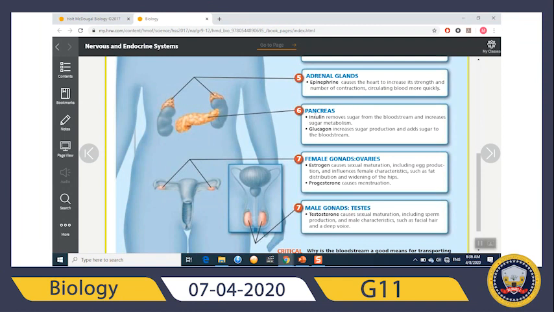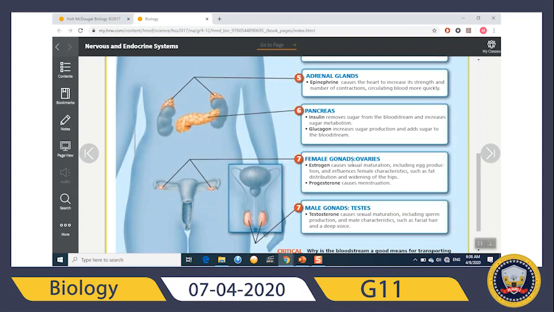Pancreas, responsible for insulin and glucagon. Insulin removes sugar from the bloodstream and increases sugar metabolism. Glucagon increases sugar production and adds sugar to the bloodstream. So the processing of sugar inside our bodies all happens in the pancreas via two hormones, insulin and glucagon.